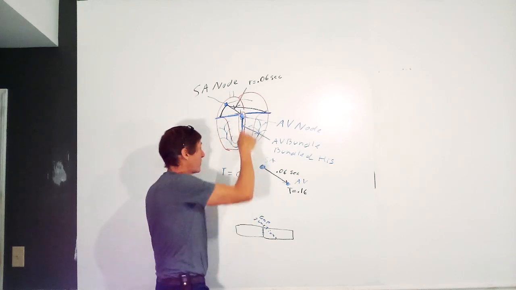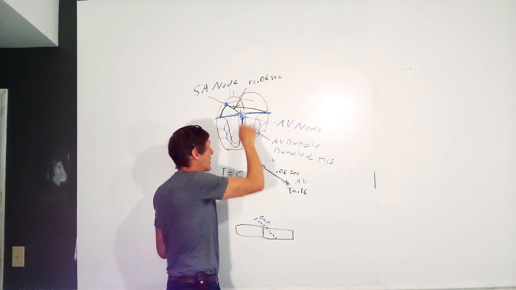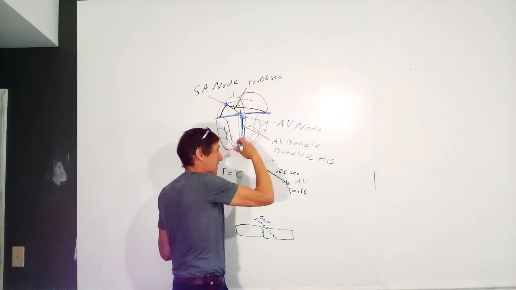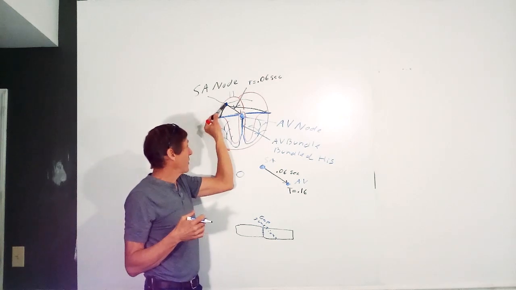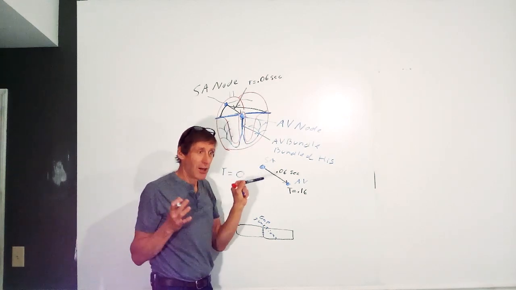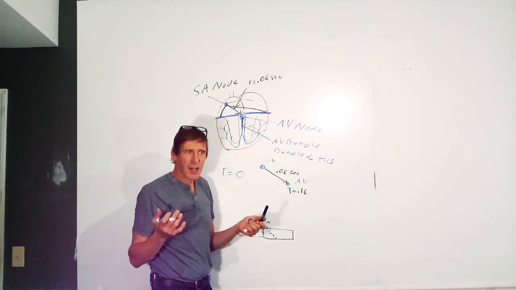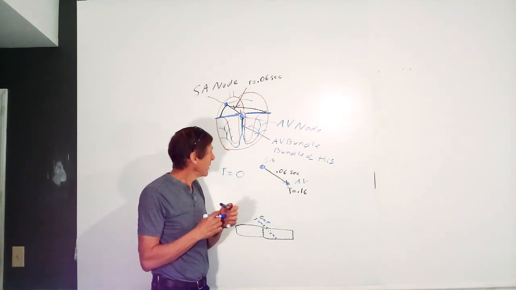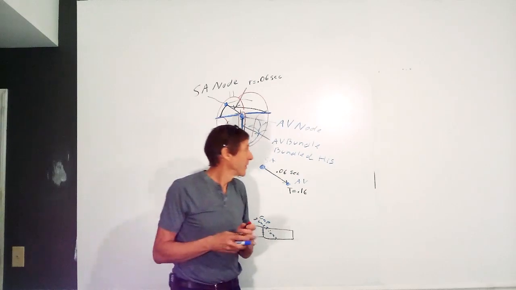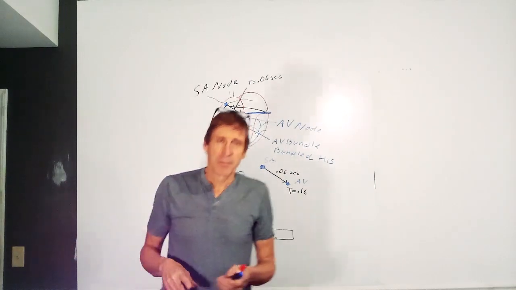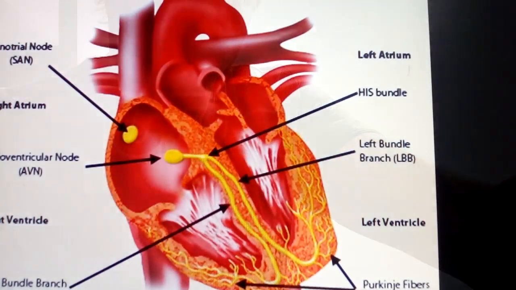It's pretty fast. Once the impulse exits the AV node, it only takes about 0.06 seconds to sweep through the rest of the heart. So you're talking the impulse starts here and sweeps through the ventricles, the whole heart, in about 0.22 seconds or so. That is the normal pathway of the electrical signal through the heart. We'll stop there for this one, and I'll put some other stuff up in just a minute.